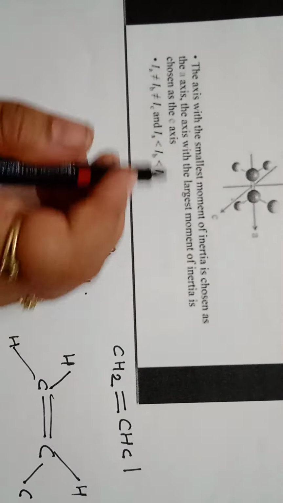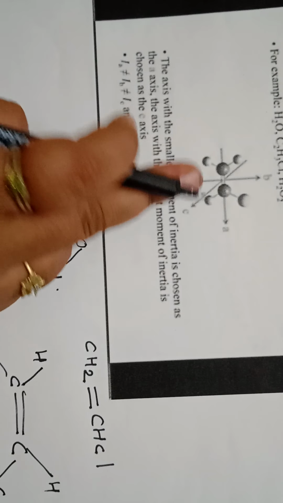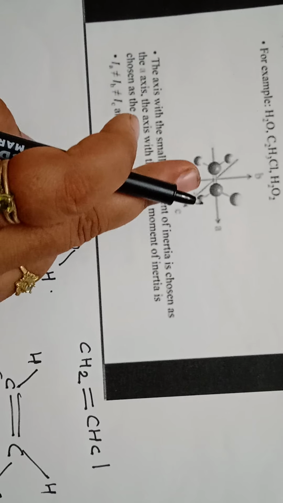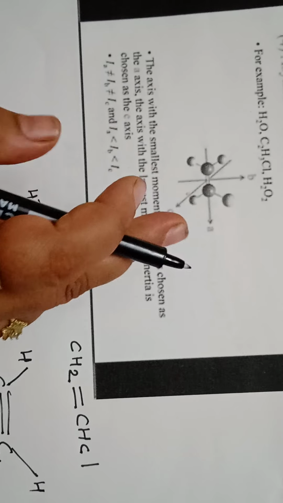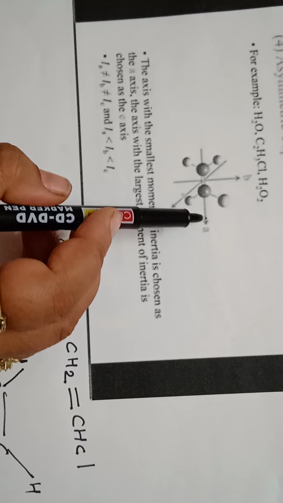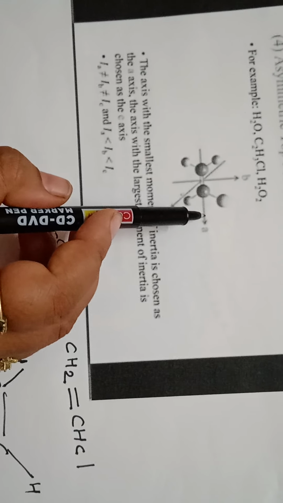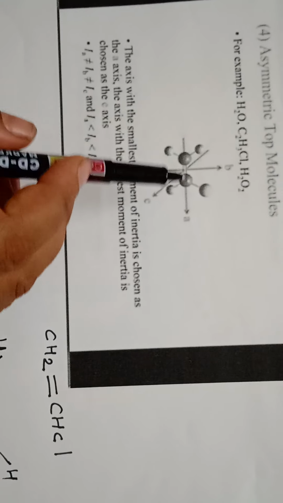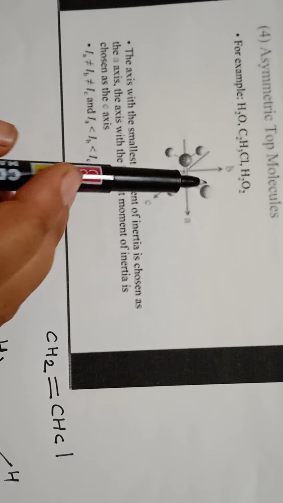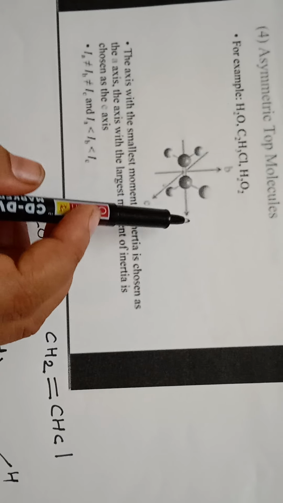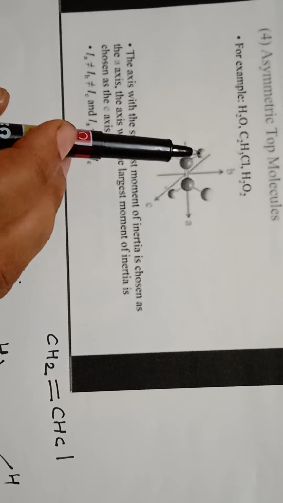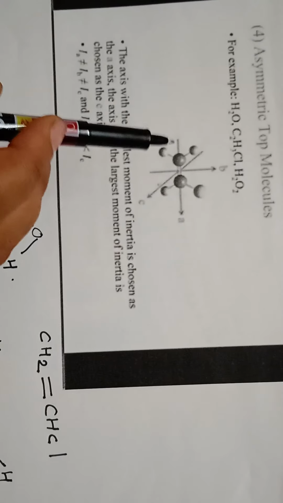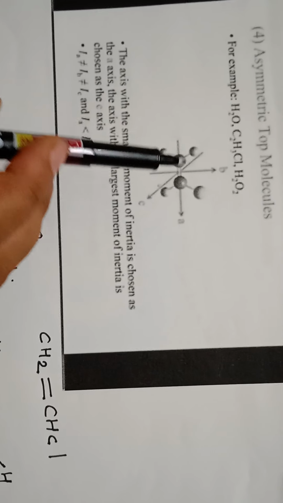Here IA is not equal to IB, not equal to IC, because the moments of inertia are different. IA is smaller than IB, IB is smaller than IC. For an asymmetric top molecule, IA is not equal to IB, not equal to IC.